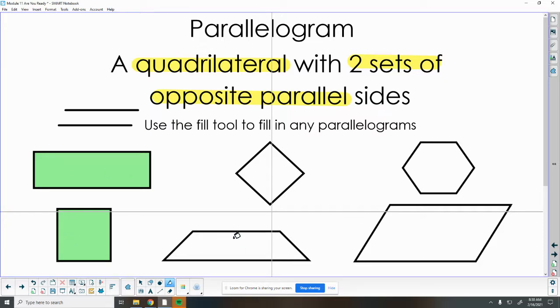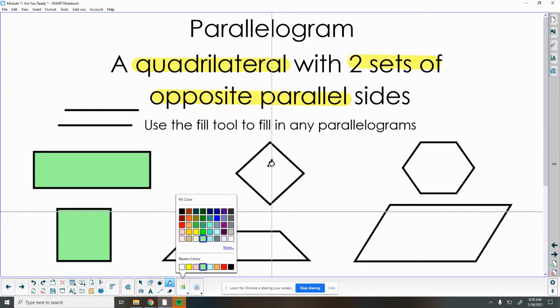Let's come down here. So this one is not a parallelogram. The top and the bottom are parallel, but if we look at these sides here, if we keep extending these sides, we can see they're going to crisscross and touch each other eventually. So this is not a parallelogram.